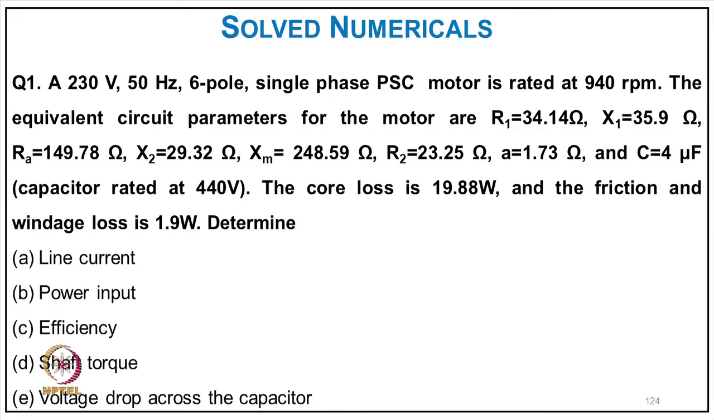So, now coming to the solved numericals. Question 1: a 230 volt, 50 hertz, 6 pole single phase split phase motor is rated at 940 rpm. The equivalent circuit parameters of the motor are R1 equal to 34.14 ohm, X1 equal to 35.9 ohm, RA equal to 149.78, X2 equal to 29.32, XM equal to 48.59, R2 equal to 23.25, A equal to 1.73, and C equal to 4 at rated voltage of 400. The core loss is 19.1 and the friction and windage loss is 1 point. Determine line current, power factor, efficiency, shaft torque and voltage drawback.